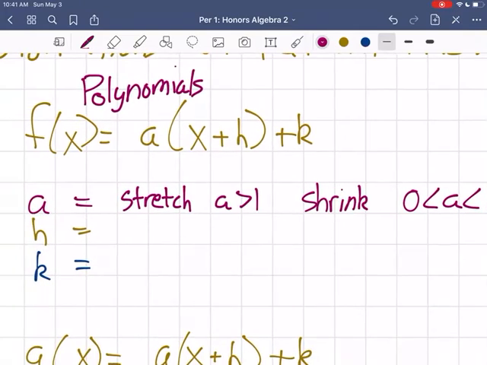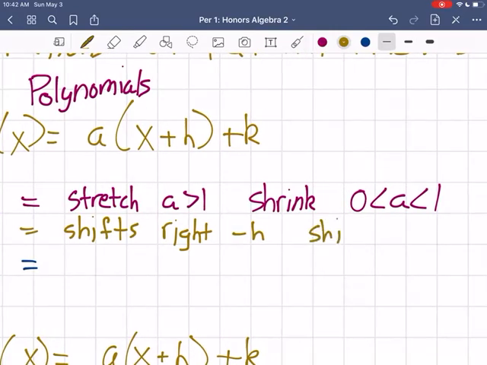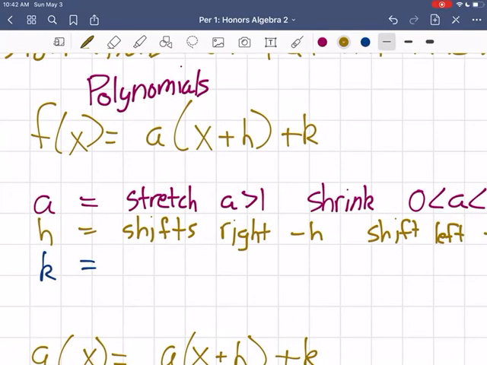All right, h is our horizontal, so it is a shift in the horizontal. It shifts right. And this is the one that is kind of counterintuitive. You think right is when h is positive, but no, it's when we have a negative h. So if it was a negative 2, then it would move to the right 2. And then we shift to the left when it is positive. That's h.